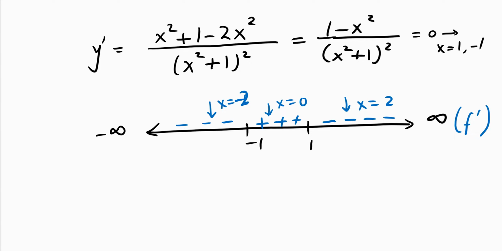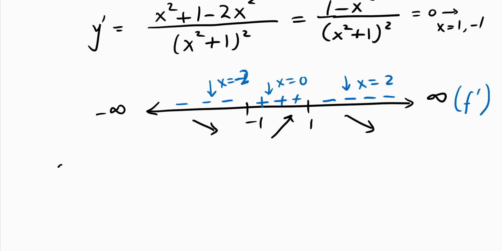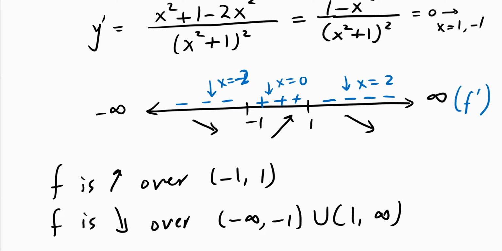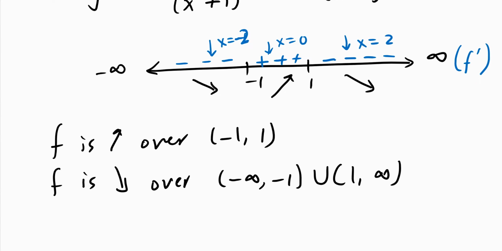So notice negative means decreasing, then increasing, then decreasing. So one thing to get out of this: f is increasing over the interval negative 1 to 1. f is decreasing over the interval negative infinity to negative 1, union 1 to infinity. That's what we have about increasing and decreasing.